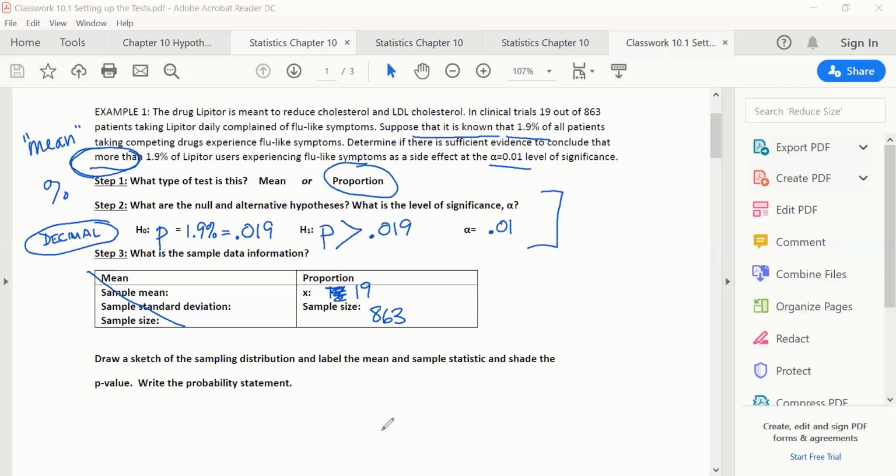Now for this part of the problem, I want to stop and just set it up like this and think about what's happening. So I've asked you to draw a sketch of the sampling distribution and label the mean and sample statistic and shade the p-value. And then write the probability statement we're talking about. So first thing I want to do is find that sample statistic p-hat. P-hat is 19 divided by 863. And that's equal to 0.022.